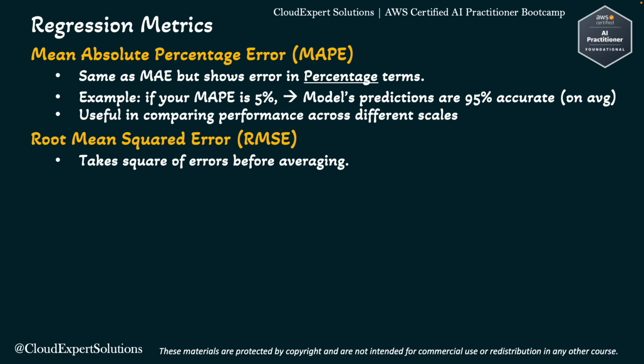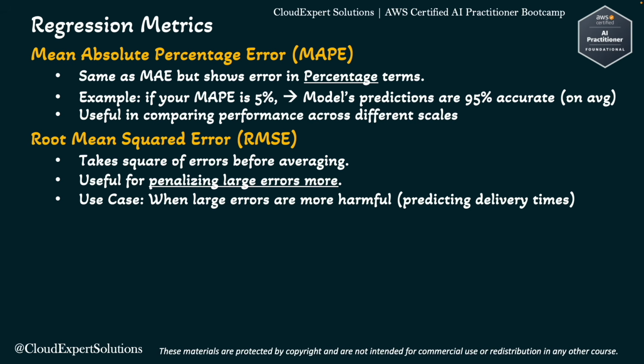For root mean square error, we take the square of errors before averaging. This method is useful when you should penalize large errors more. As an example, if you want to predict delivery times and large errors are more harmful for your business, that time we should use RMSE to measure the model's performance.